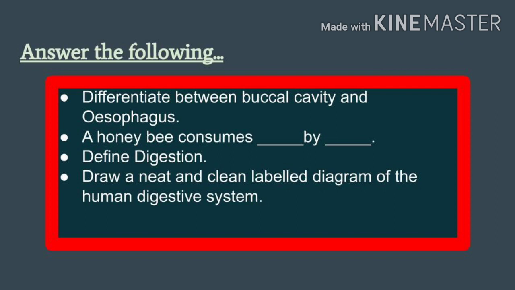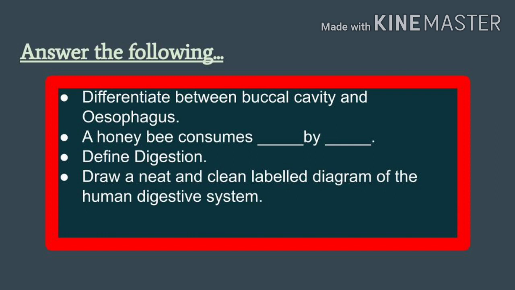Okay, so I hope you understood today's class. So now we'll do some questions in your copy for today. The first question is differentiate between buccal cavity and esophagus. So what are the differences? So you will write down 3 points of differences in each. Buccal cavity 3 points, and for esophagus 3 points. You will be writing them down.